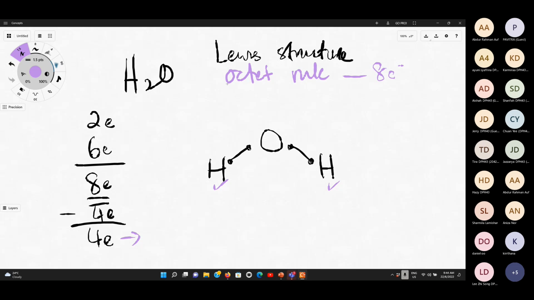Hydrogen is the exclusion to this rule because dia hanya ada satu orbital and the first orbital can only hold as much as 2 electron. So in this case, macam saya cakap tadi, dia dah complete dah 2 elektron. Satu kat sini, satu lagi kat sini. So hydrogen, both dah complete. So the other 4 electron, dia akan pergi pada oxygen. So, one lone pair and another lone pair.